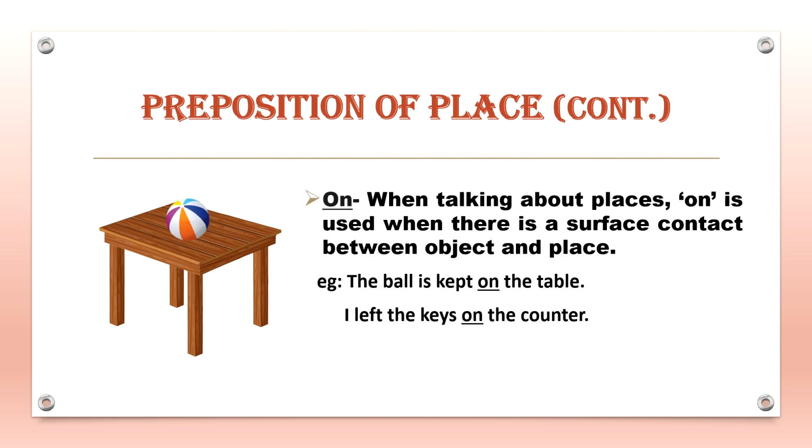Now next, on. When talking about places, on is used when there is a surface contact between object and place. For example, the ball is kept on the table. I left the keys on the counter. So, as you can see from the figure, there is a surface contact between the ball and the table. Hence, we will say the ball is kept on the table.